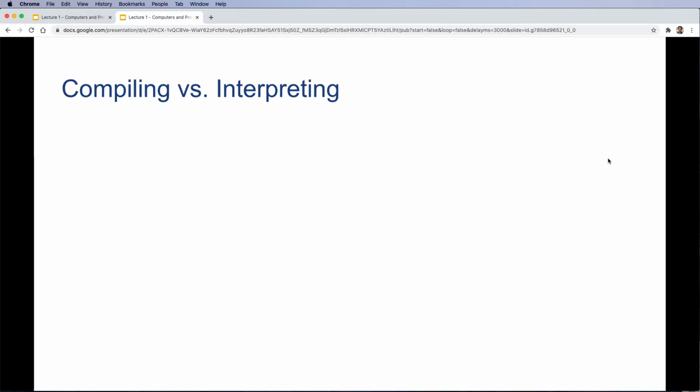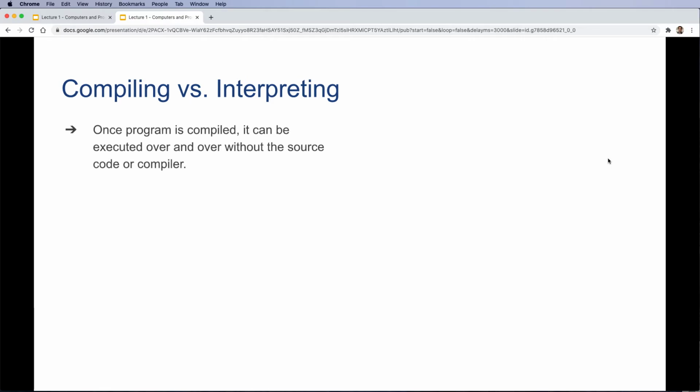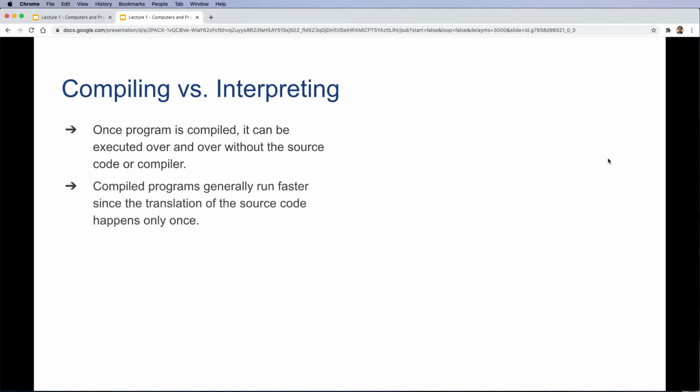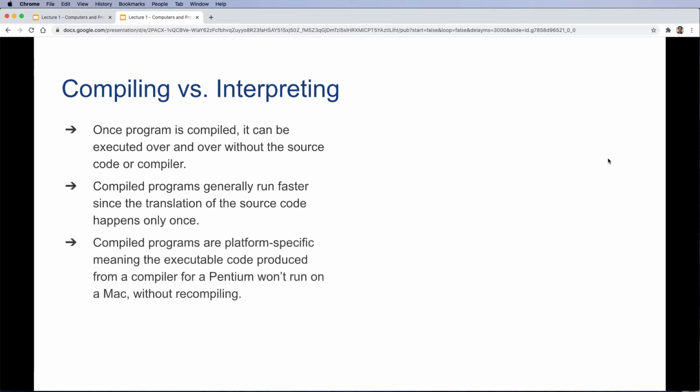So, compiling versus interpreting. Once a program is compiled, it can be executed over and over without the source code or the compiler. Compiled programs generally run faster since the translation of the source code happens only once. Compiled programs are platform specific, meaning that the executable code produced from a compiler for one machine won't run on another one.